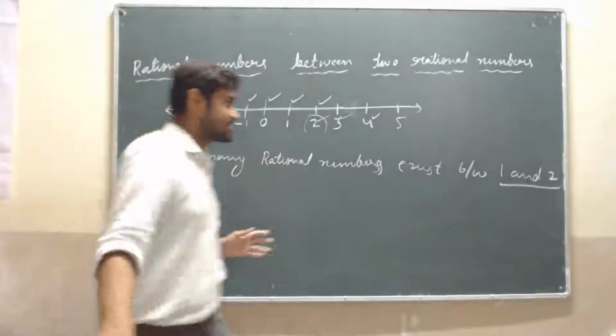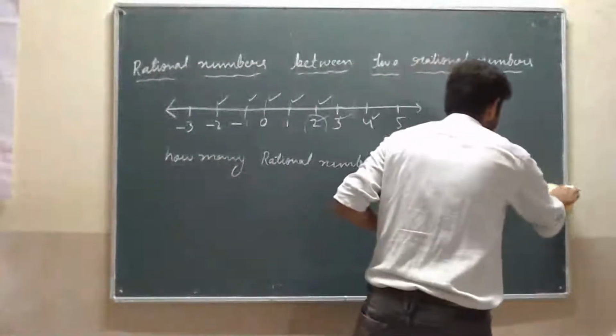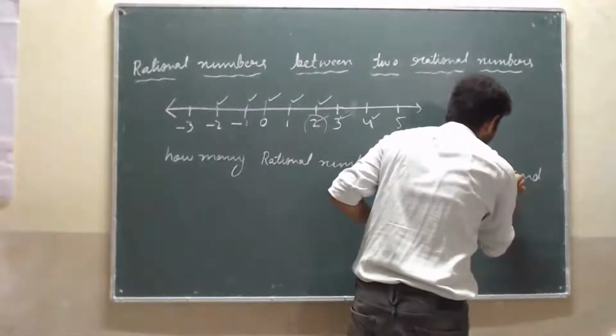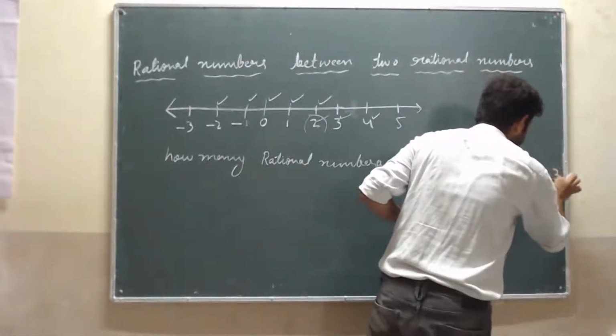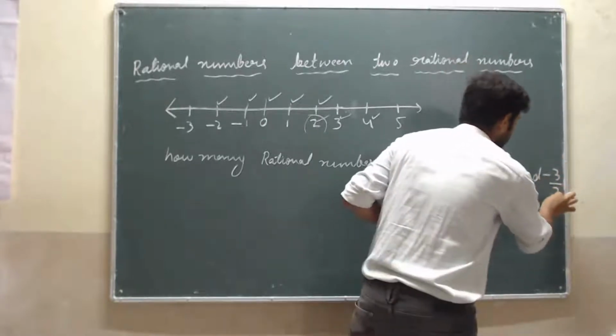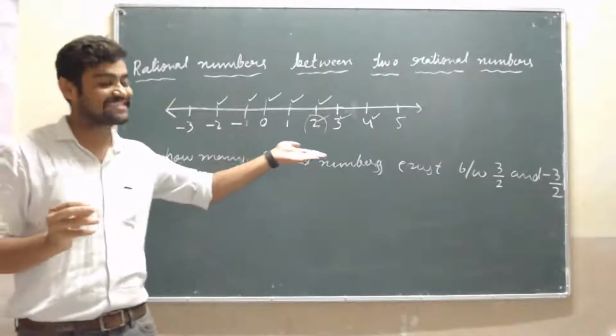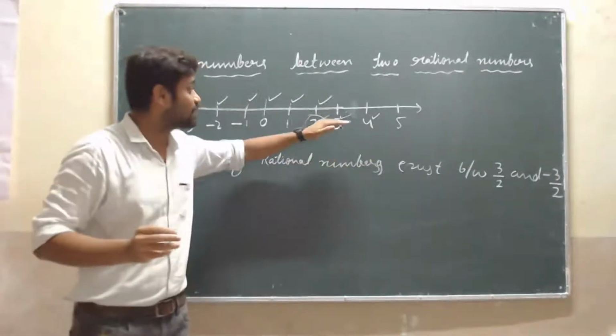Sir, don't worry. I will give you one more, since you say there is no number. That's why I will say 3/2 and -3/2. Okay. See, how many rational numbers exist between +3/2 and -3/2?